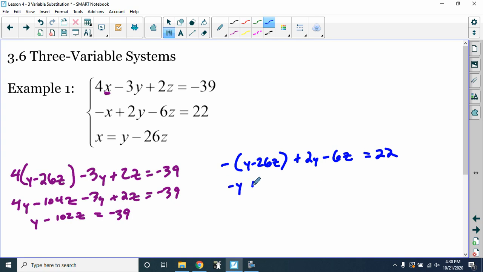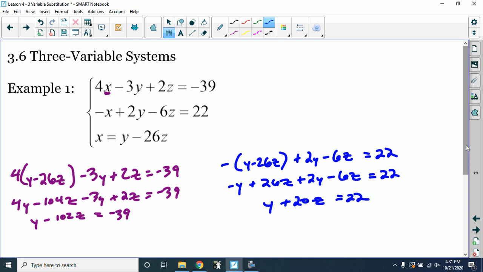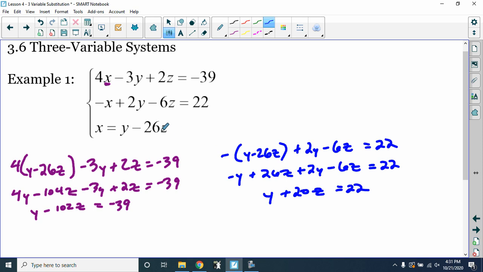Distribute and combine like terms. And we get y plus 20z equals 22. So again, those two equations came from taking what x is equal to, substituting it into one equation, taking what x is equal to, substituting it into the other equation, and simplifying it. And then we're going to take these two equations. We have two equations with two variables, y and z. So we're going to put those together in a system.